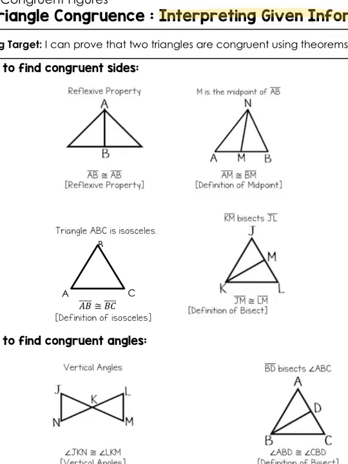We saw this first one last time, the reflexive property. The reflexive property tells us that anything is congruent to itself. And in this case, it's that side AB is congruent to side AB. So that would be the statement that we write in a proof, and the reason that we write would be the reflexive property.